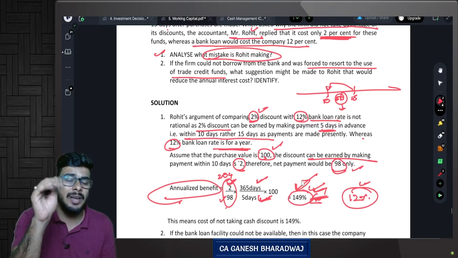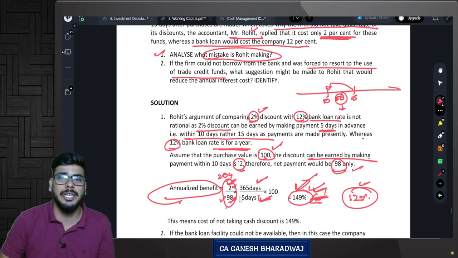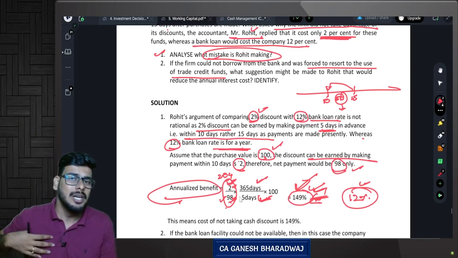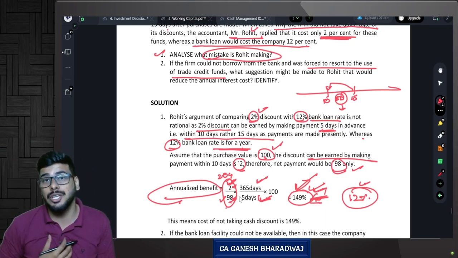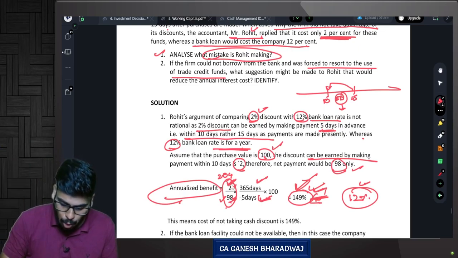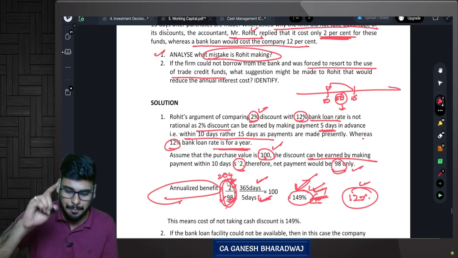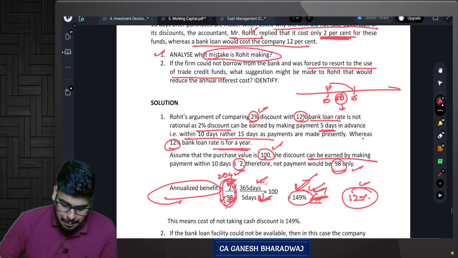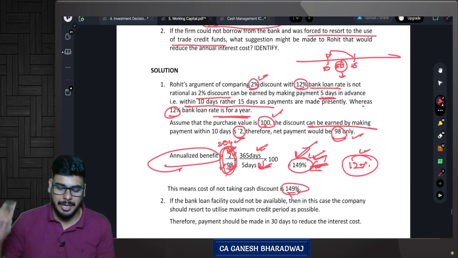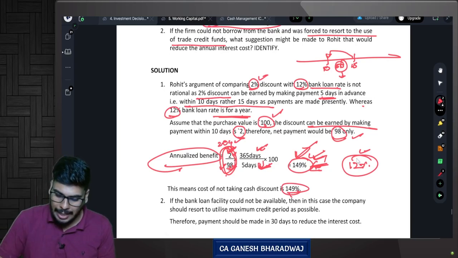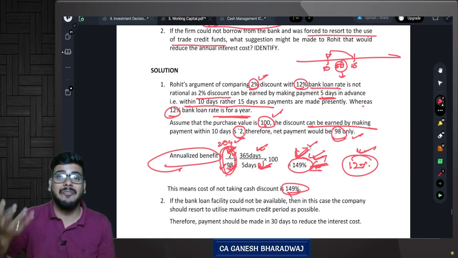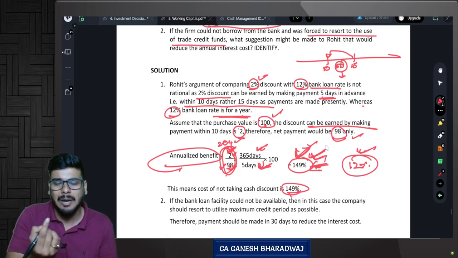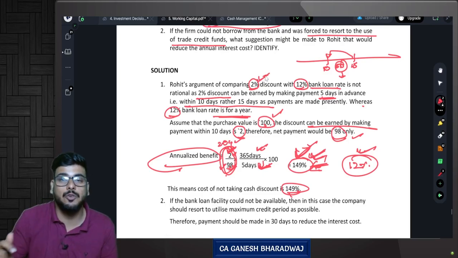This 2% is for 5 days, 2/98. Why is it upon 98? Because 98 is the amount that I'm now net of. 98 is the cash outflow that is happening if I actually go for this discount, yes or no. So basically with 2/98, you get the actual savings, the discount percentage that you earn, that is for 5 days. How much is it for 365 days? Are you clear with this? This means the cost of not taking the discount is 149%. So what is suggestible? You borrow at 12%, make the payment early, and avail this benefit of 149% per annum. If you annualize it, it is 149%. But if you're talking about the 5 days, it is going to be 2%. Are you clear with this?